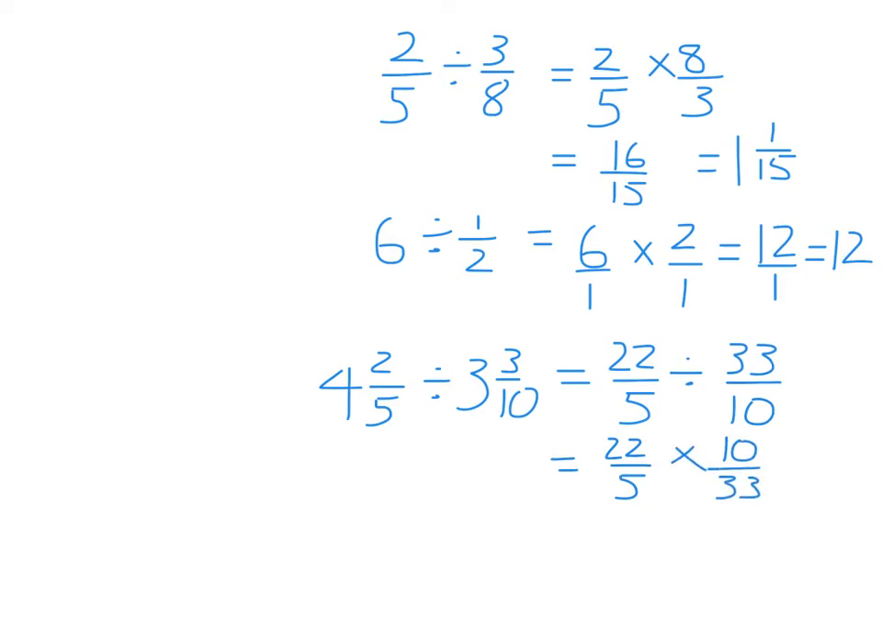Just as I explained on the other slide, sometimes it's a lot easier to cancel here. You can cancel anything on the top with anything on the bottom. Rather than doing 5 times 33, I'm going to make it easier on myself. 5 goes into itself once, and it goes into 10 twice. 11 goes into 22 twice, and it goes into 33 3 times. So now this just becomes 2 times 2, which is 4, over 1 times 3, which is 3. 4 over 3, or 1 1/3.